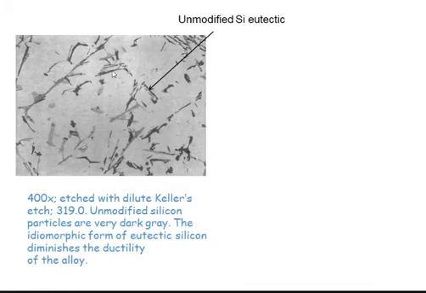Now what happens here? It is due to this sharpness. You can see this unmodified silicon eutectic is very sharp. It looks like needles, and it reduces the ductility. This aluminum silicon alloy becomes brittle. As we know, aluminum is ductile, but due to the addition of silicon, aluminum silicon becomes brittle. It loses ductility. In order to overcome this situation, we modify this alloy by adding certain modifying elements.